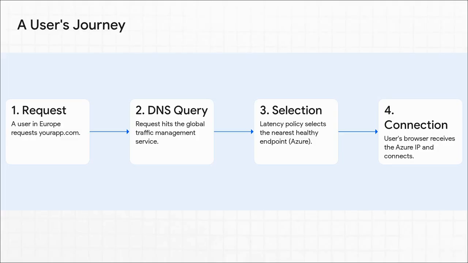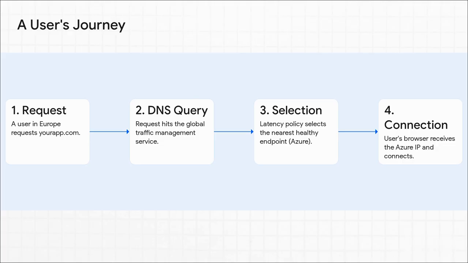So let's follow a single user's journey. Let's say someone in Germany opens their laptop and types in yourapp.com. First, their request hits our global traffic management layer. That system, using its latency measurements, instantly sees that for this user, the Azure endpoint in Europe is the fastest, healthiest option available. So it hands the IP for that Azure server back to the user's browser, and boom, they're connected. They have no idea that a complex, high-speed decision just happened in milliseconds.